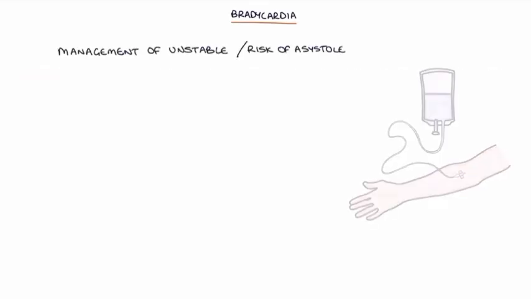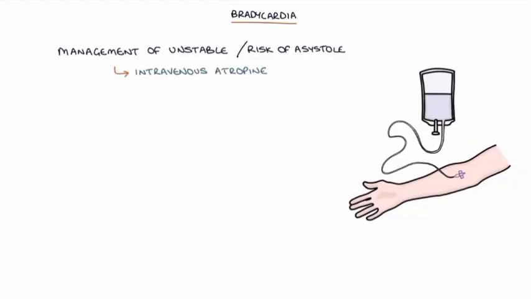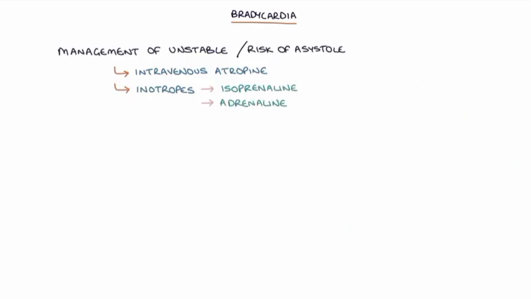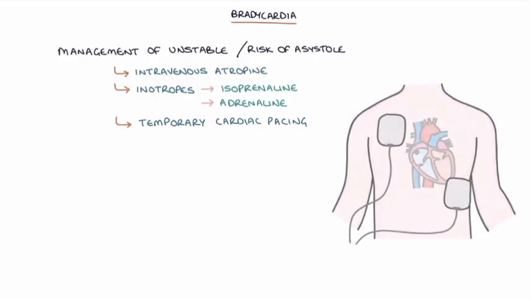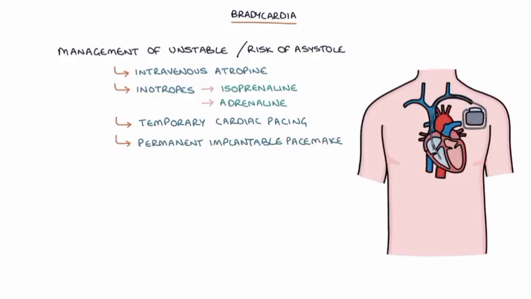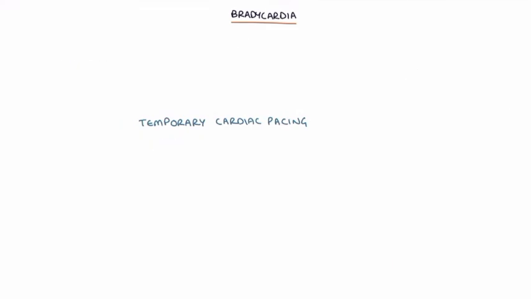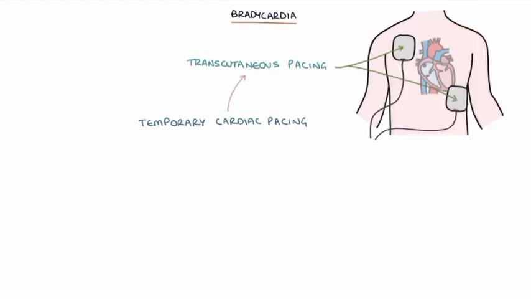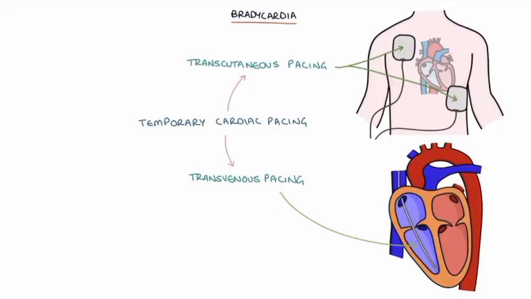Management of unstable patients and those at risk of asystole involves intravenous atropine, first line, inotropes, for example, isoprenaline or adrenaline, temporary cardiac pacing, and a permanent implantable pacemaker when available. The options for temporary cardiac pacing are transcutaneous pacing using pads on the patient's chest and transvenous pacing using a catheter fed through the venous system to stimulate the heart directly.